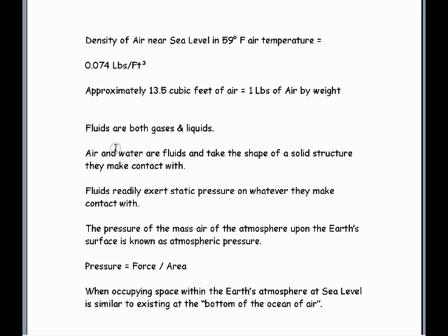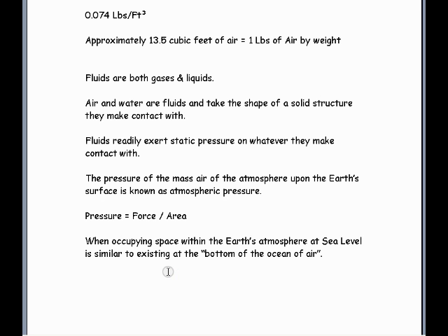So when that air is distributed out over so much surface area, it becomes what we call atmospheric pressure. That's the weight of the air distributed over the surface of the earth. So the higher you go, the atmospheric pressure drops, right? So fluids are both gases and liquids. Air and water are fluids and take the shape of a solid structure they make contact with. Fluids readily exert static pressure on whatever they make contact with. The pressure of the mass air of the atmosphere upon the Earth's surface is known as atmospheric pressure. Pressure is force divided by area. When occupying space within the Earth's atmosphere at sea level, it is similar to existing at the bottom, quote-unquote, bottom of the ocean of air.